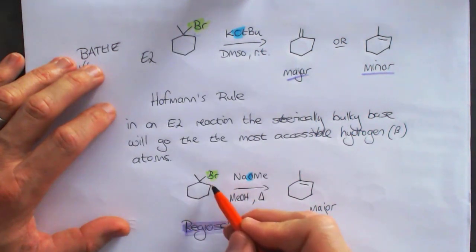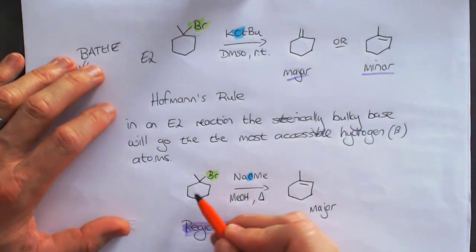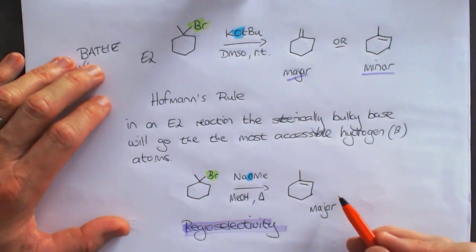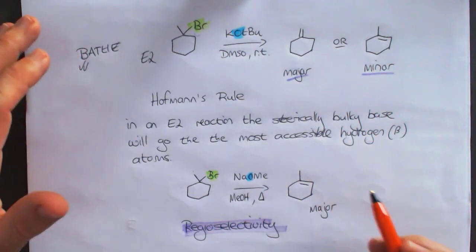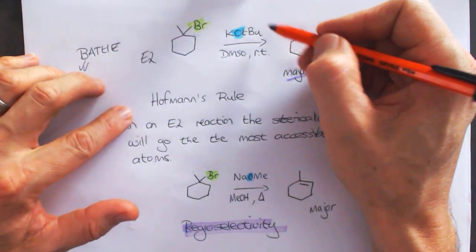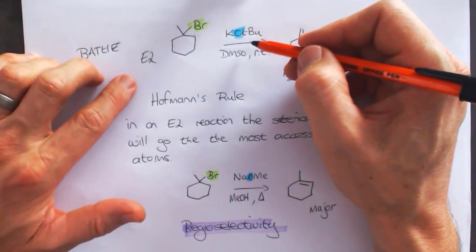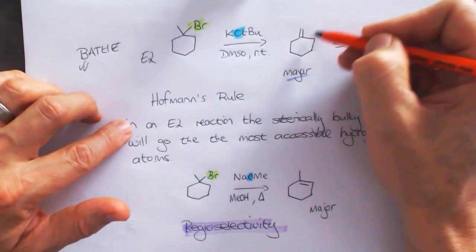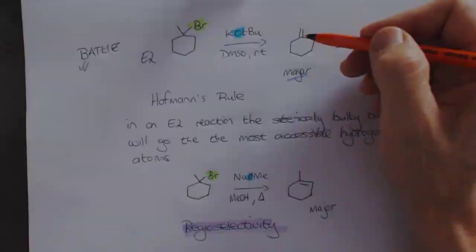But in this case over here, there's a number of different positions. Those two are the same. That one is different, and so we get these options. Zaitsev's rule says that the most substituted double bond is preferred, and Hofmann's rule says that if we're using a sterically bulky base in an E2 reaction, then we are going to favor the least substituted double bond effectively.